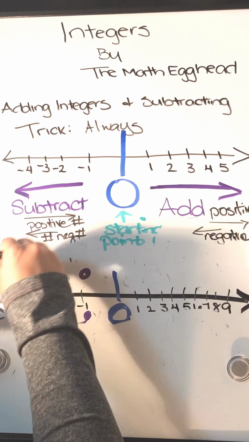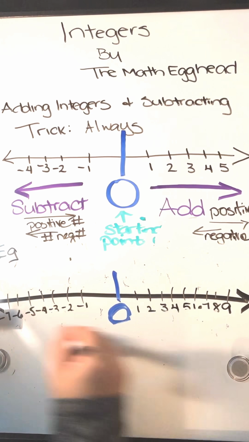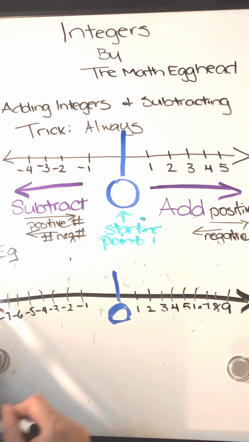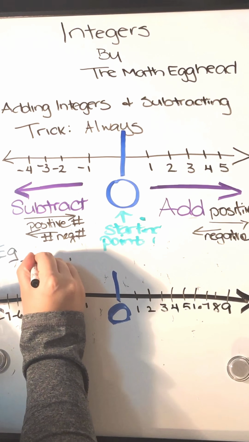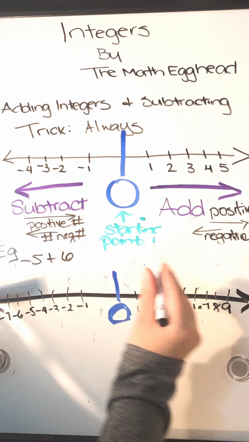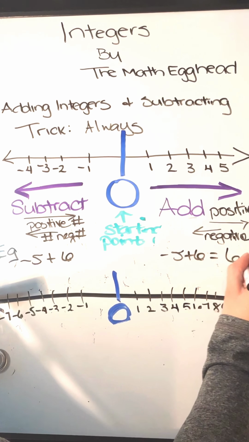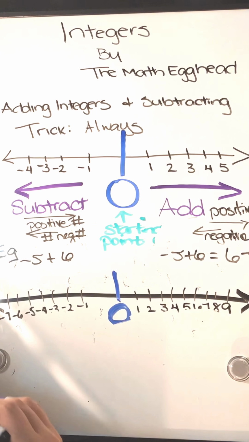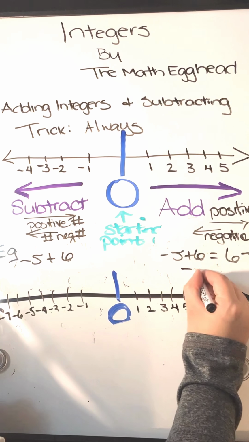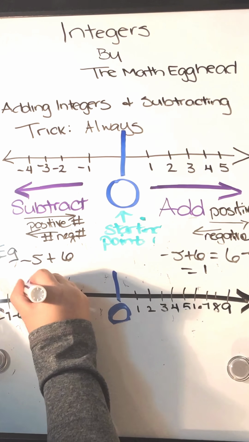Let's try another problem. Let's try negative 5 plus 6. Well, we know that negative 5 plus 6 is the same as 6 minus 5, which is 1. But let me show you on the number line what that would look like. We start off at negative 5 and we're adding a positive number, so we know that we have to go to the right side. So it's 1, 2, 3, 4, 5.